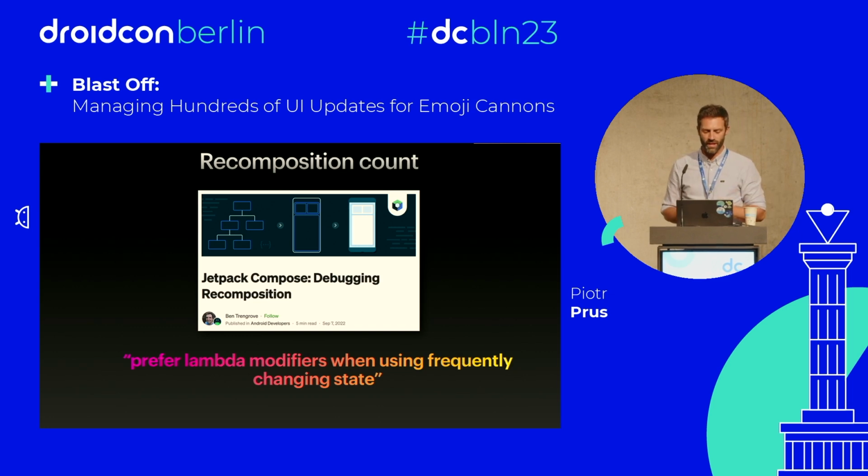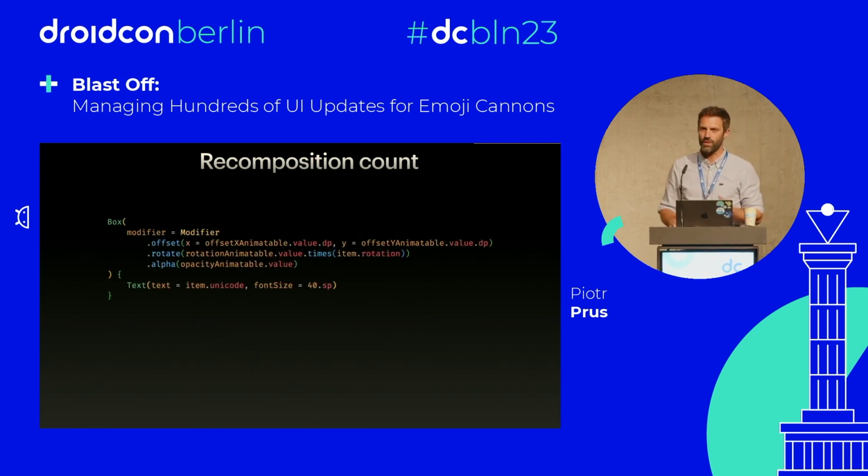So modifiers are effectively immutable objects, and when translation or alpha or whatever changes, this modifier tree is removed, and we get the new recomposition tree instead. So whenever we have the new modifier, everything is recomposed. So our composable is called every time our offset, alpha, or rotation changes. So to fix that, we need to change our modifiers to their lambda versions.